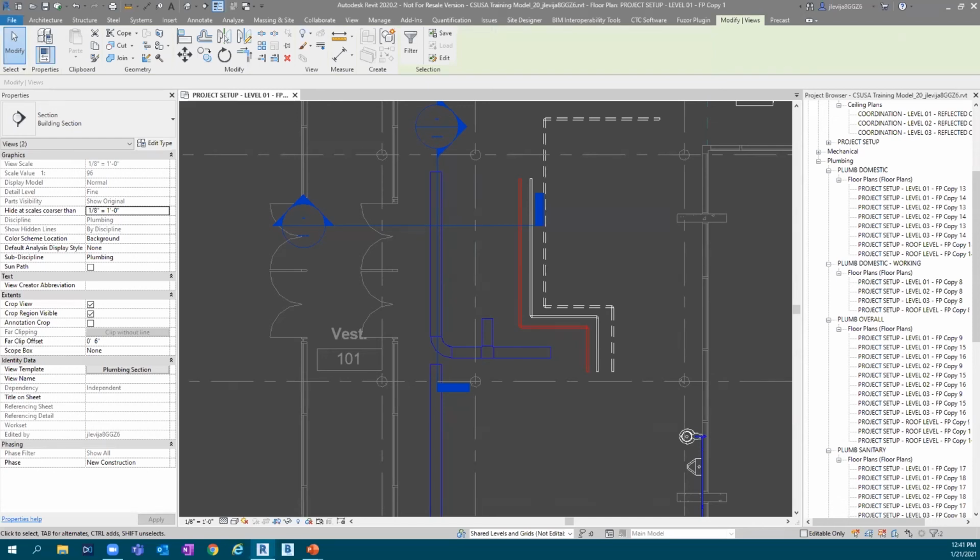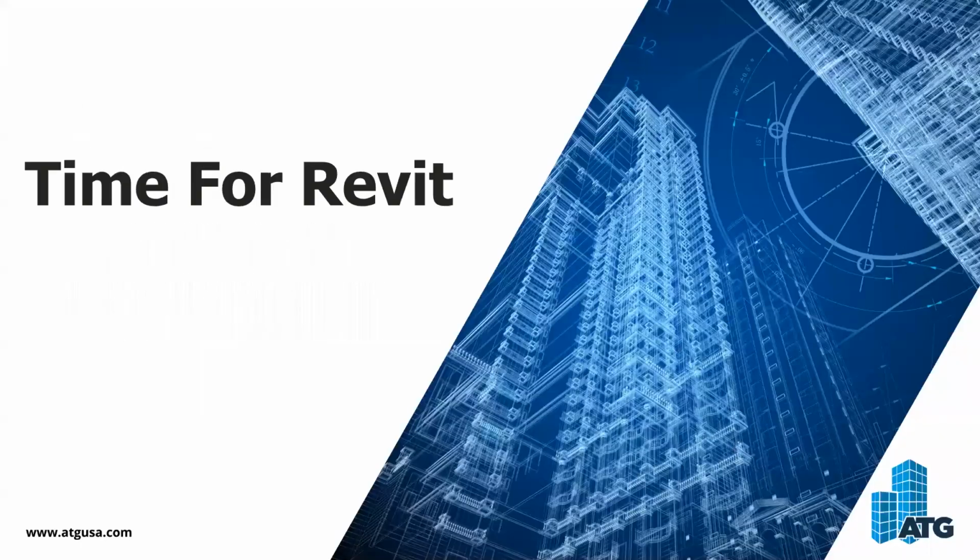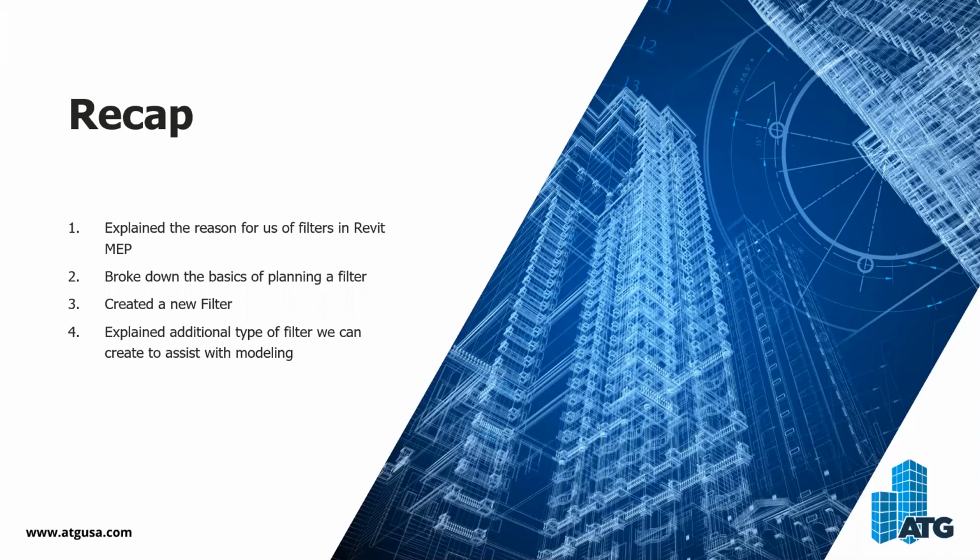Let's see here. So just to reiterate some of what we've gone over, we've gone through filters and the reason for filters in Revit MEP. As we discussed, a lot of our systems, whether it's mechanical, electrical, or plumbing, have subsystems to the overall system. For duct, for piping, for conduit, we have subsystems. So that's where filters come into play and make our workflows a little bit more efficient.